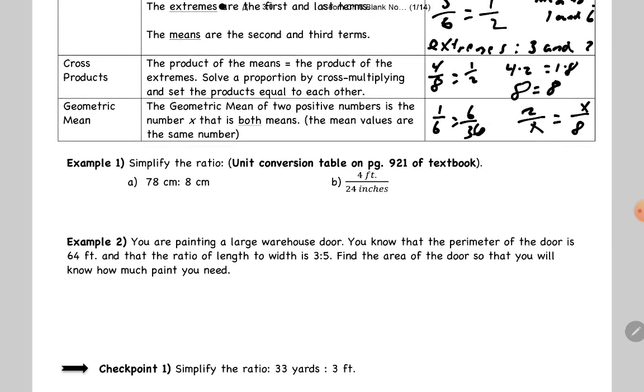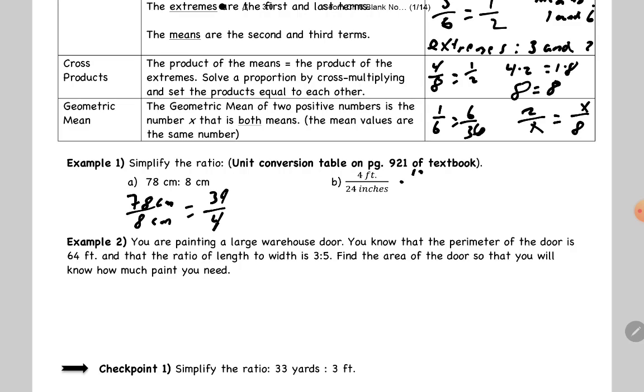Simplify the ratio. The unit conversion table is on page 921 of the textbook. So if you have the textbook, it's on that page. Otherwise, use Google. This first one, part A, is 78 over 8 centimeters. Since they're both the same unit, we're just going to get rid of the centimeters altogether and reduce it to 39 over 4. Next, 4 feet to 12 inches. You can change the inches into feet or feet into inches.